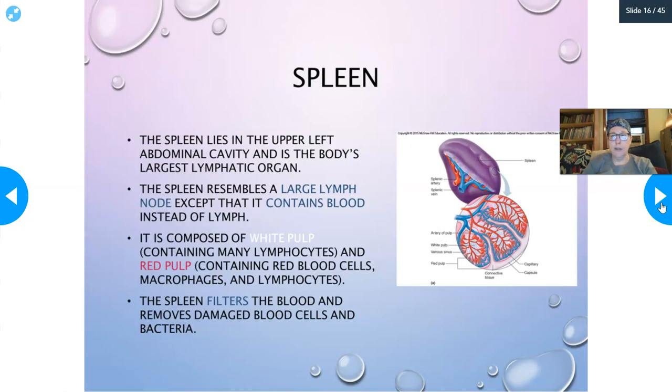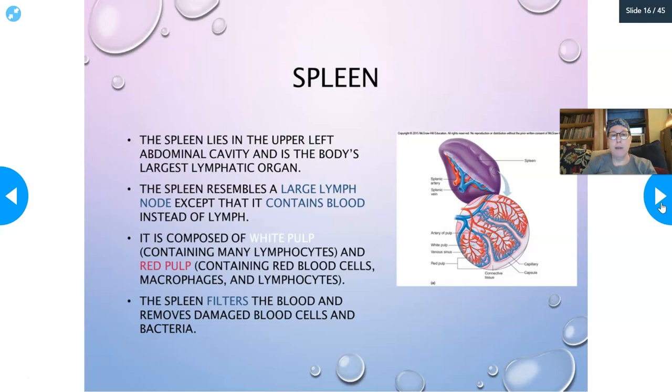And then the spleen lies in the upper left abdominal cavity, and it is the body's largest lymphatic organ. It resembles a large lymph node, except that it contains blood instead of lymph. So it's kind of specialized. It does have some of the same function though. As lymph nodes filter and clean lymphatic fluid, the spleen filters and cleans blood.